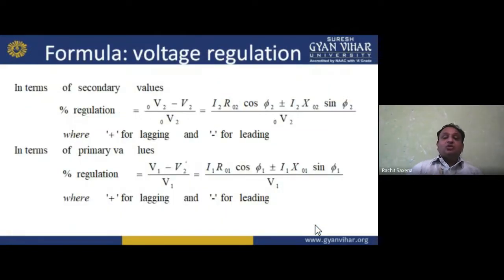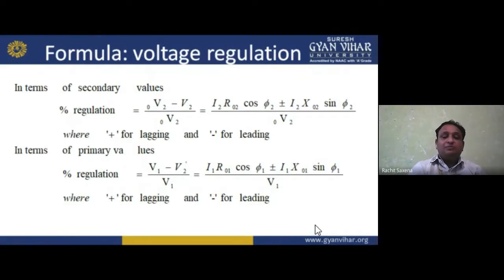If anyone asks you what is the voltage regulation formula, for secondary values we have (V2 no load minus V2 full load) upon V2 no load. So we can say (I2 R02 cos phi 2 plus or minus I2 X02 sin phi 2) upon 0V2, where positive is for lagging and negative for leading. If we have lagging we use the positive sign, and if we have leading then we use the minus sign.